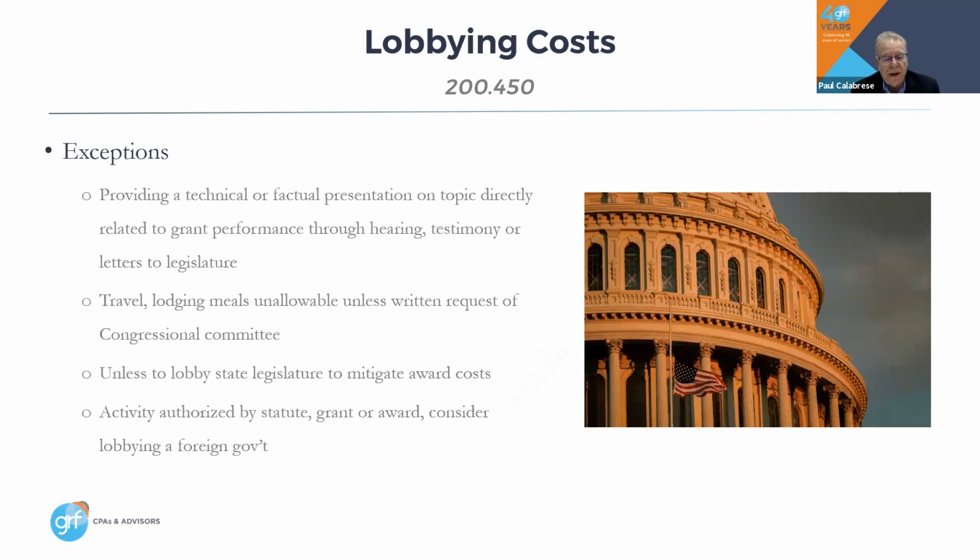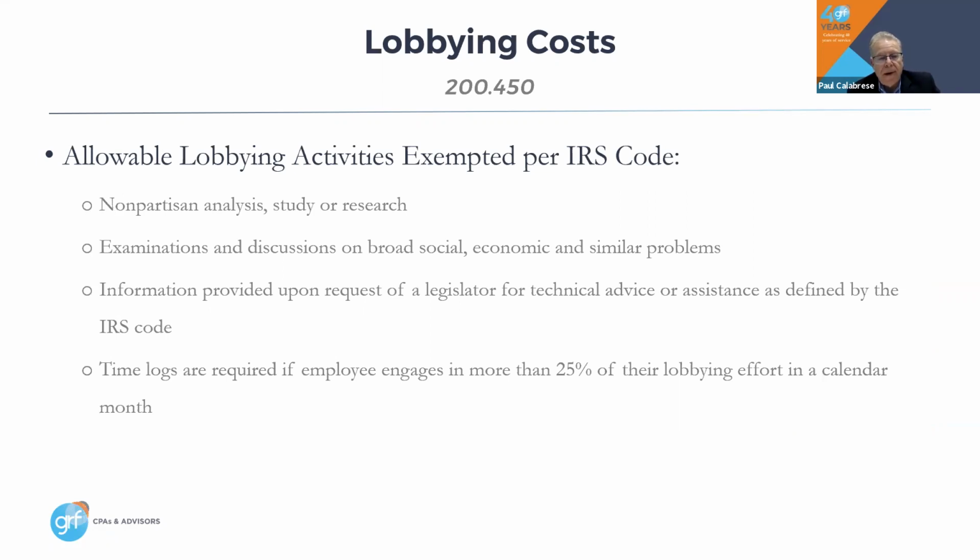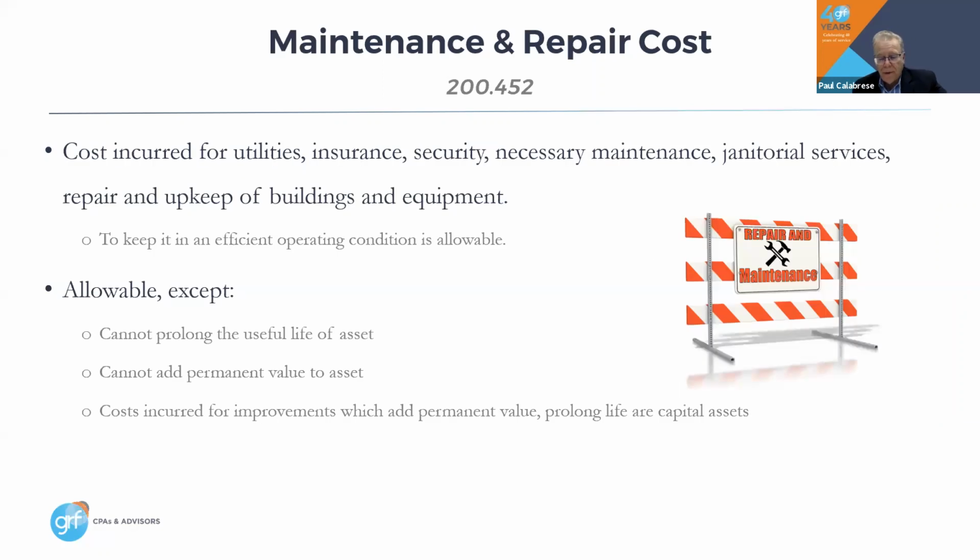Next slide basically says there are, of course, a few exceptions to those, like providing a technical factual presentation, particularly as testimony before Congress. Now, the next slide is some under the IRS that you would have certain allowable activities, and that would be a nonpartisan analysis, study, or research. And basically, you're helping a legislator with some technical advice. But if you are doing this, no matter what, you're supposed to keep time logs if the employee engages in more than 25% in a calendar month. Okay, so we'll go back to Joe.